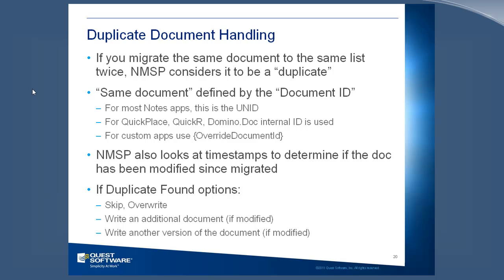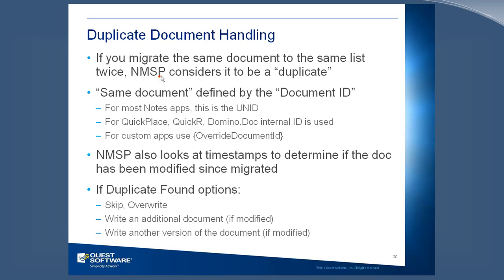So finally, we want to talk about the duplicate document handling. Now, I showed you a really simple example of that when I set the if duplicate found to skip when I wanted to eliminate the duplicates for those category fields. But let me describe to you more generally how the duplicate document handling works.